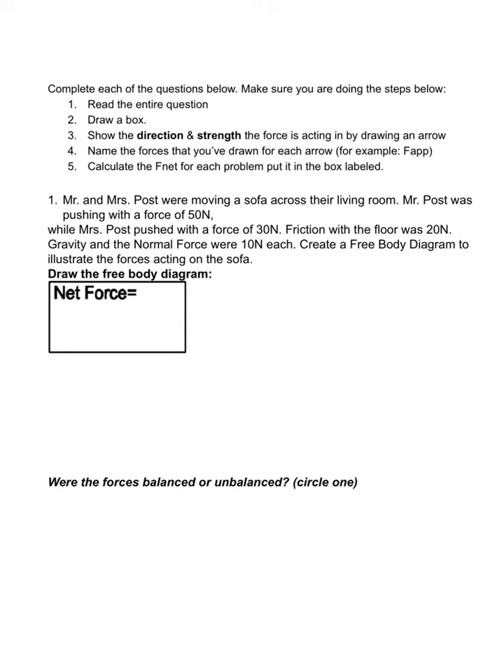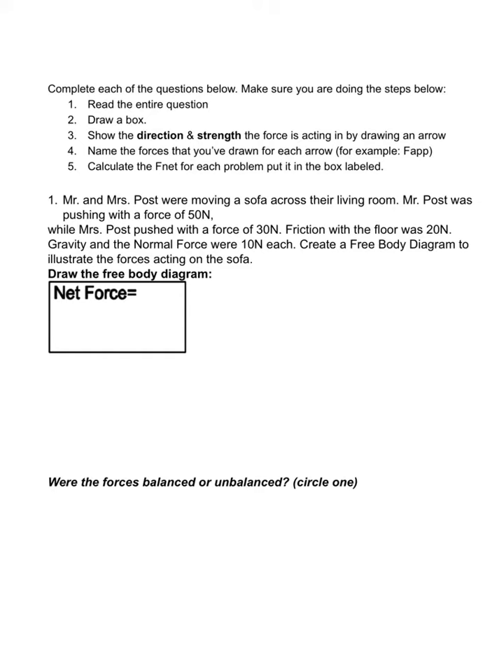Question number 1. Mr. and Mrs. Post were moving a sofa across their living room floor. Mr. Post was pushing with a force of 50 newtons, while Mrs. Post pushed with a force of 30 newtons. Friction with the floor was 20 newtons, gravity and the normal force were 20 newtons each. Create a free body diagram to illustrate the forces acting on the sofa.